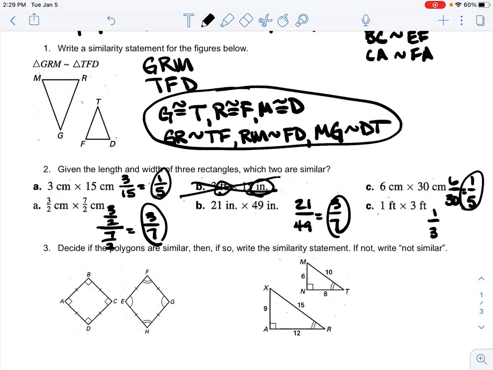Okay, so if they are similar, then we're going to simply write similar. If they're not similar, we're going to write not similar. If so, then we have to write the similarity statement. So remember, when we're looking for similarity, the angles are congruent, the sides are proportional. Angles congruent, sides proportional. Those angles are not congruent. So this is not similar.